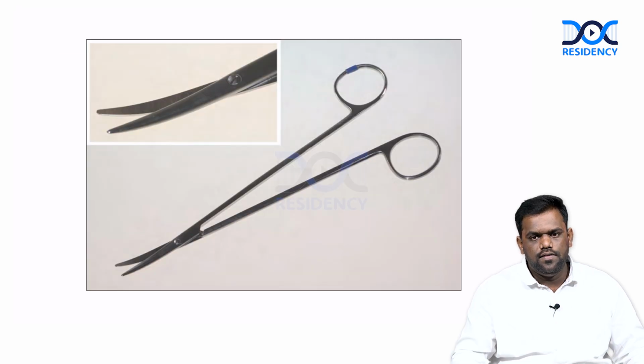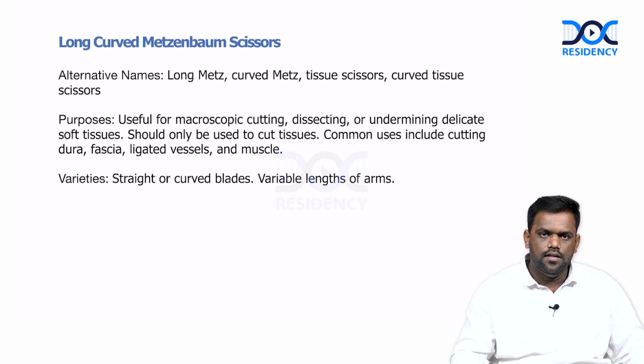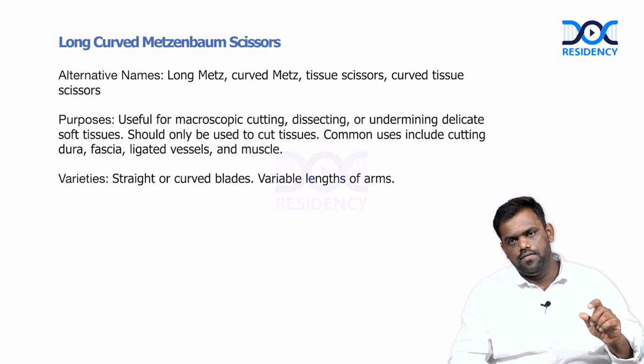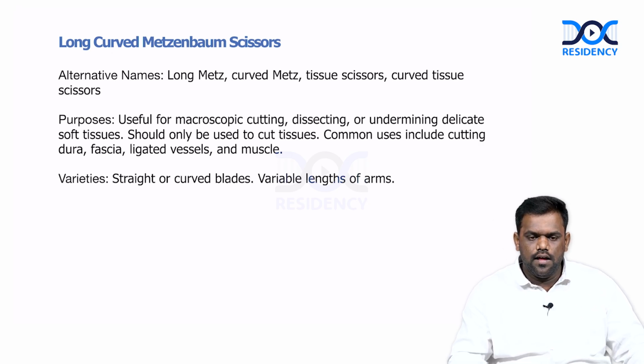So identify this instrument. This is a long curved Metzenbaum scissors, otherwise called long Metz, curved Metz, tissue scissors, or curved tissue scissors. Only the length of the curved scissor is very long. The other uses are similar to what we have discussed previously.